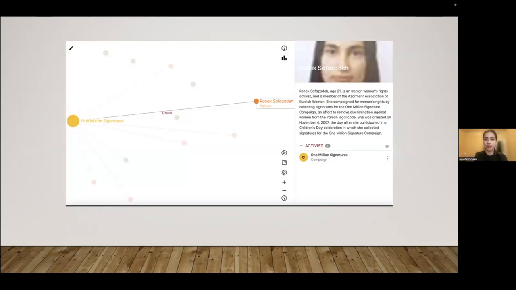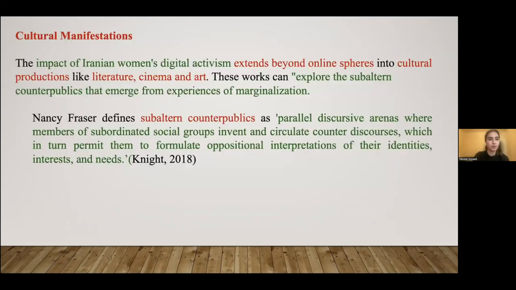Here, you can see the information related to one of the activists of the 1 million signatures campaign, Ronak Safarzadeh, age 21. She is an Iranian women's rights activist, and she campaigned for women's rights by collecting signatures for the 1 million signatures campaign. She was arrested on November 4th, 2007, the day after she participated in a Children's Day celebration in which she collected signatures for the campaign.